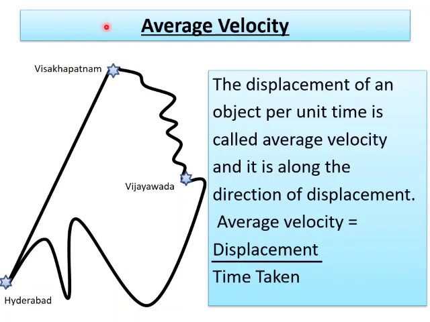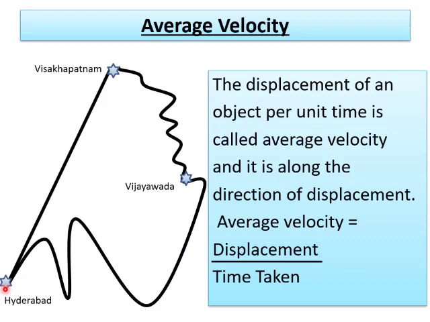Here we discuss average velocity. Again, one more example I am going to give here. If you are traveling from Visakhapatnam to Hyderabad in a particular direction, let us assume it is the southwest direction, and the distance between Visakhapatnam and Hyderabad, let it be 360 kilometers. The total journey time is 12 hours.